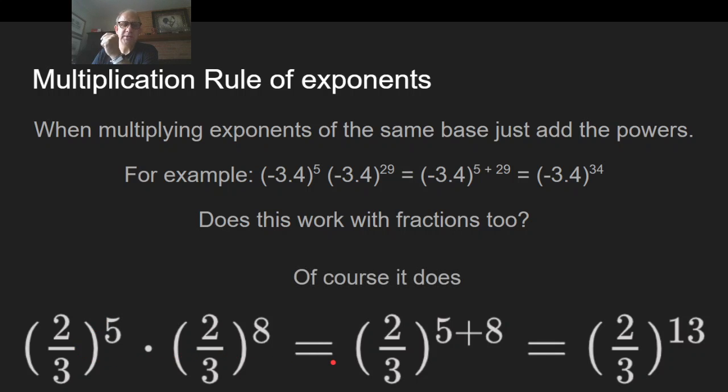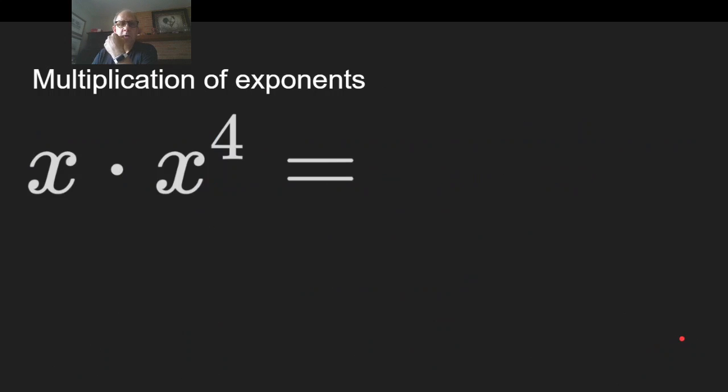Do you think this works with fractions? Of course it does. 2/3 to the 5th power is 2/3 times 2/3 times 2/3 times 2/3 times 2/3. And 2/3 to the 8th power is 2/3 times 2/3 times 2/3 times 2/3 times 2/3 times 2/3 times 2/3 times 2/3. Add all those together, I end up with 13 of them.